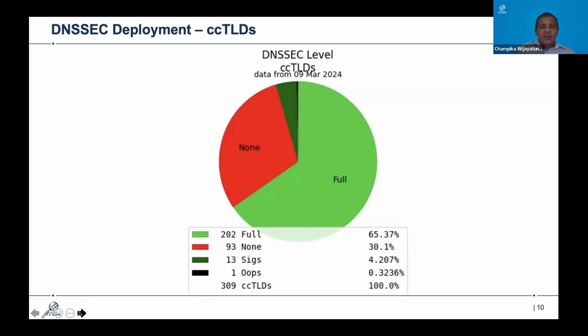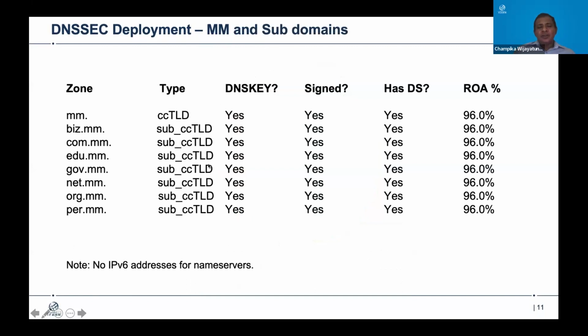But from Myanmar's perspective, this is really not applicable because I want to show the situation in Myanmar. The .mm ccTLD has signed their zone, right? They have signed their zone. You can see the DNS keys, right? Now, this DNSKEY resource record is published when you publish your public keys into the DNS. Okay, remember we talked about keys earlier. So when .mm has published their keys and signed the zone, that means anything under .mm.